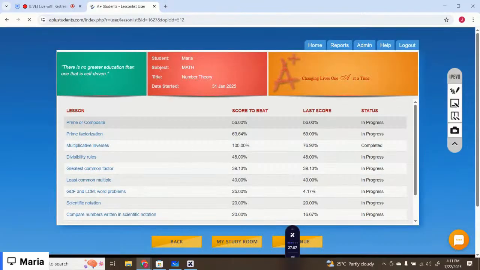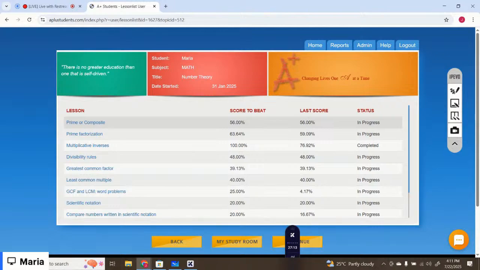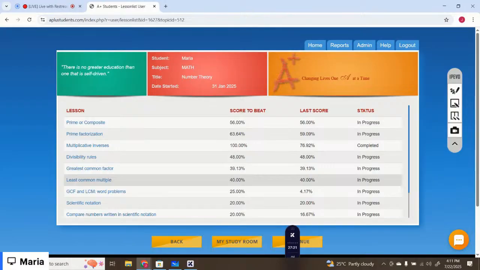Okay, you can complete the lesson by yourself later today. Let me just move on to the next lesson. That is least common multiple.